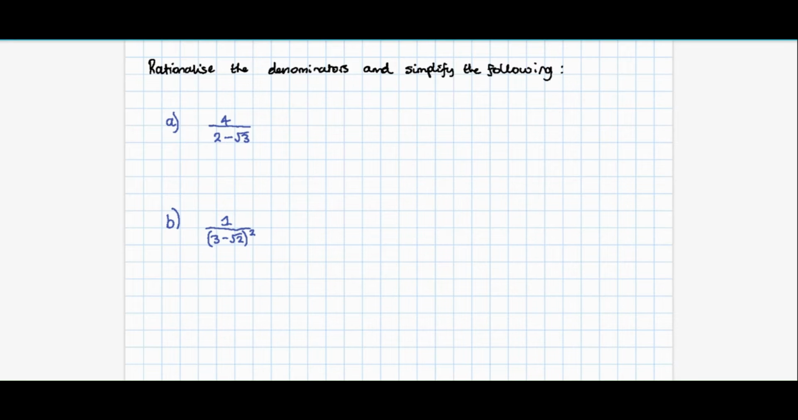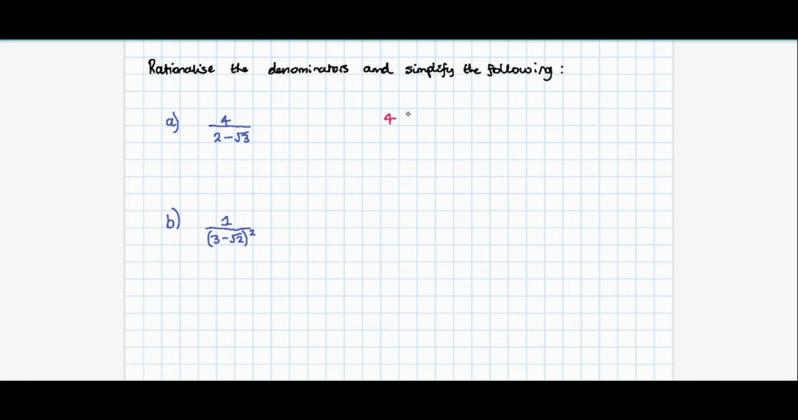So the way to do this, we actually times both the top and the bottom by 2, and then we change the sign here, so it's going to be 2 plus root 3. So we times that one by 2 plus root 3, and then this times by 2 plus root 3. That's actually going to get rid of this minus root 3 on the bottom. So let's try it out.